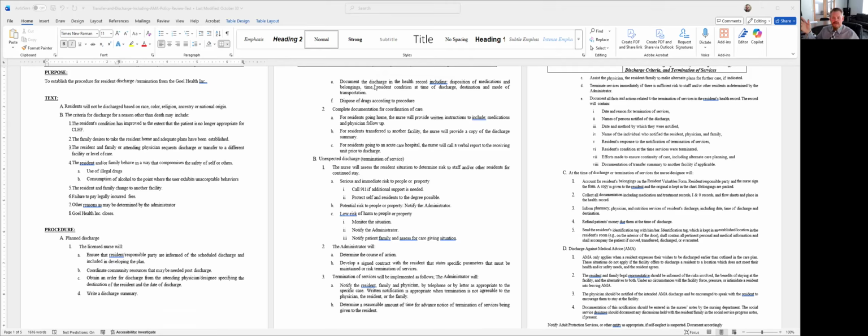If the resident's going home, the nurse will need to provide written instructions, including medications and physician follow-up. If a resident is transferred to another facility, a nurse will provide a copy of the discharge summary. For residents going to an acute care hospital, the nurse will call a verbal report to the receiving unit prior to discharge. It's very important that our staff does nurse to nurse, right? Just like we have physician to physician.